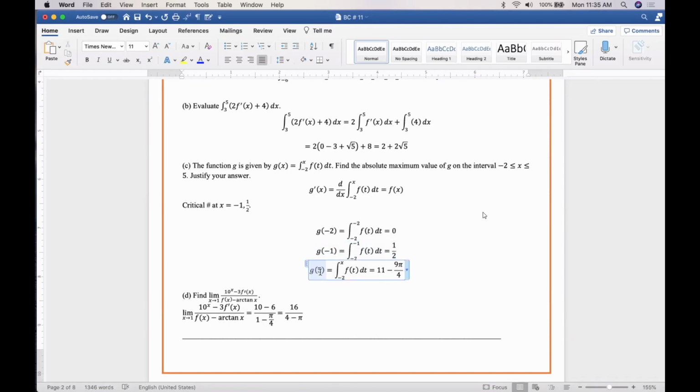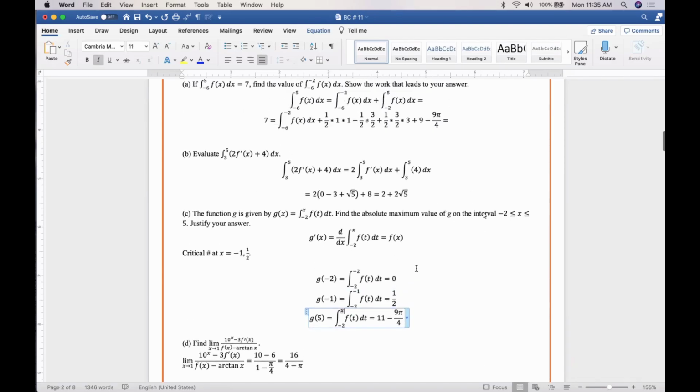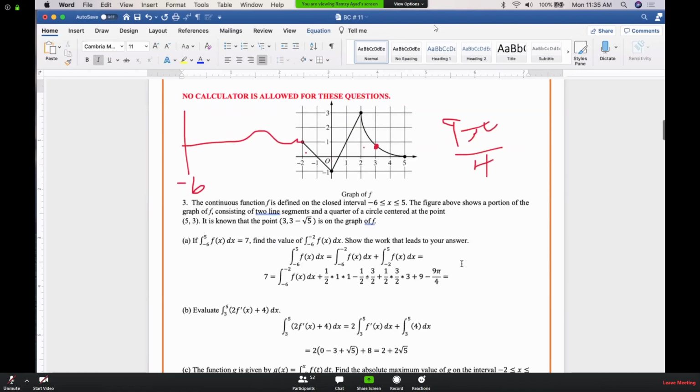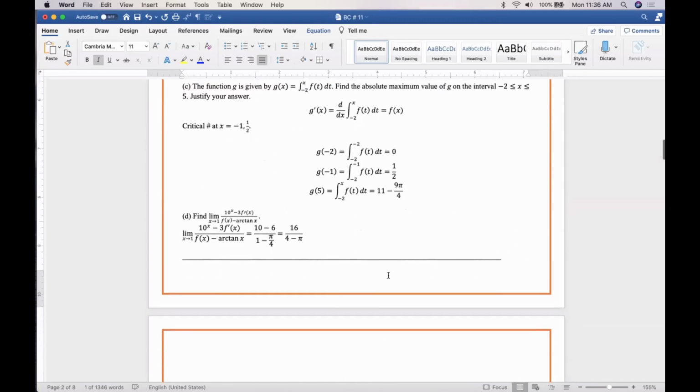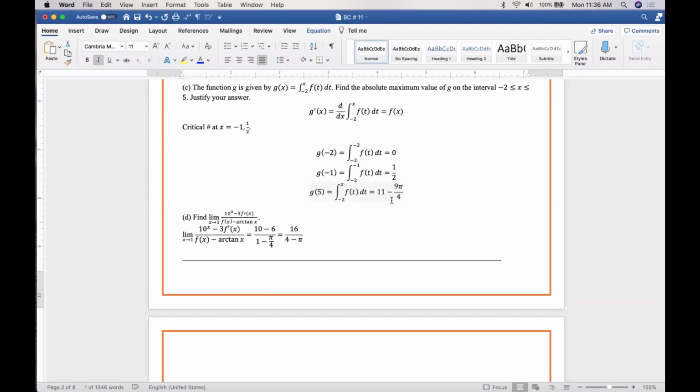Last one is g of 5. When you put a 5 here for x, it basically represents the area from the beginning to the end, which again we found in here, right? Integral from negative 2 to 5. Whatever area that we found here is the number that we put in there. Now, which one is the greatest number of all these? That one.